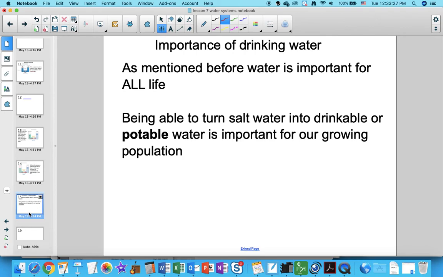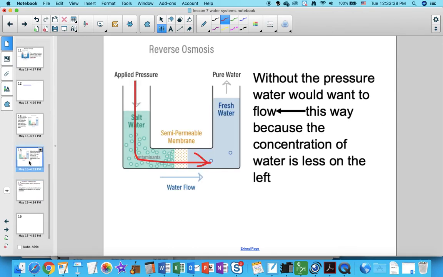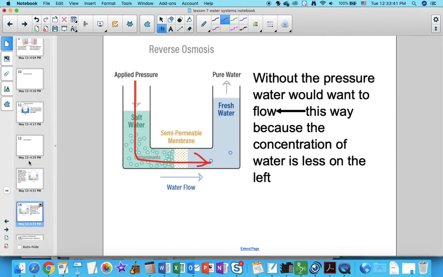As mentioned before, water is important to all life. And being able to turn salt water into drinkable water, also called potable water, is important for growing populations. Without these processes, such as distillation and reverse osmosis, we wouldn't be able to supply water to countries that are relatively dry. For example, South Africa relies on reverse osmosis. So does Australia. Without these processes, these places would have a very low supply of fresh water, and that could be very damaging to the societies that live there or that exist there. So that's why understanding fresh water, understanding the importance of water, and understanding how to purify water is very important.